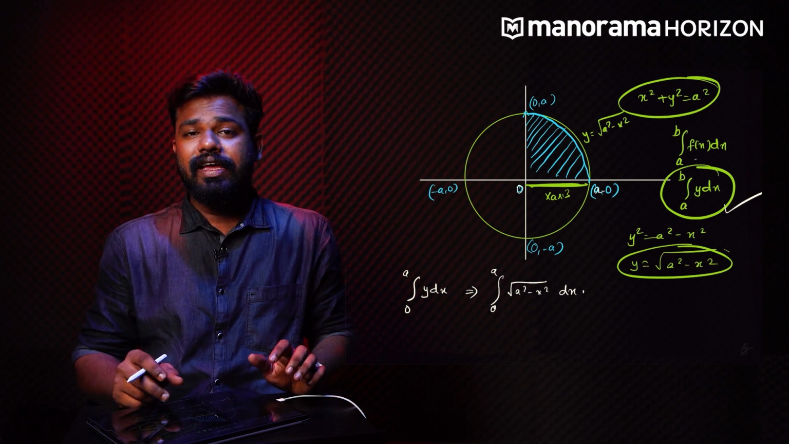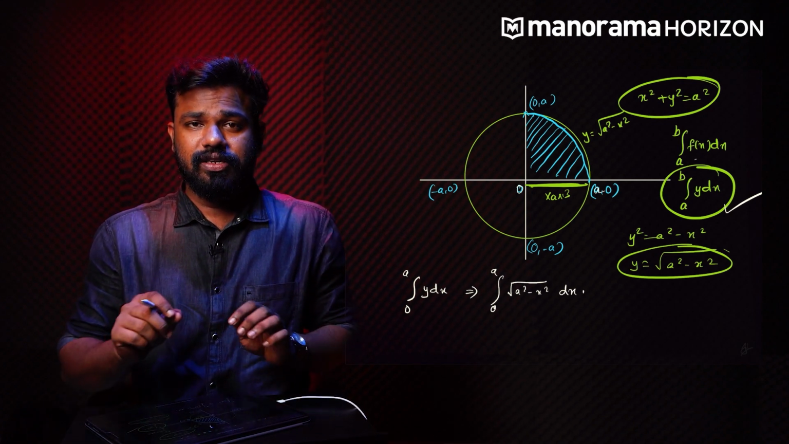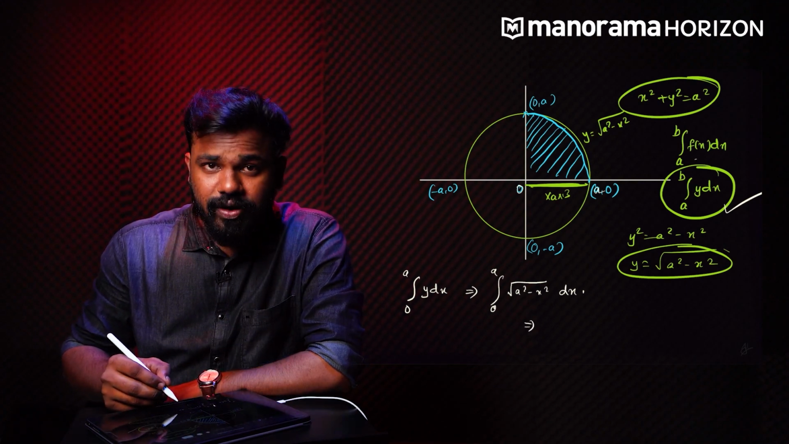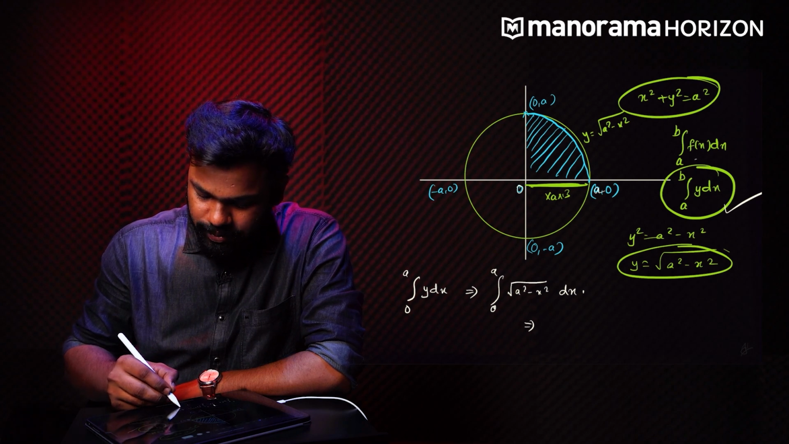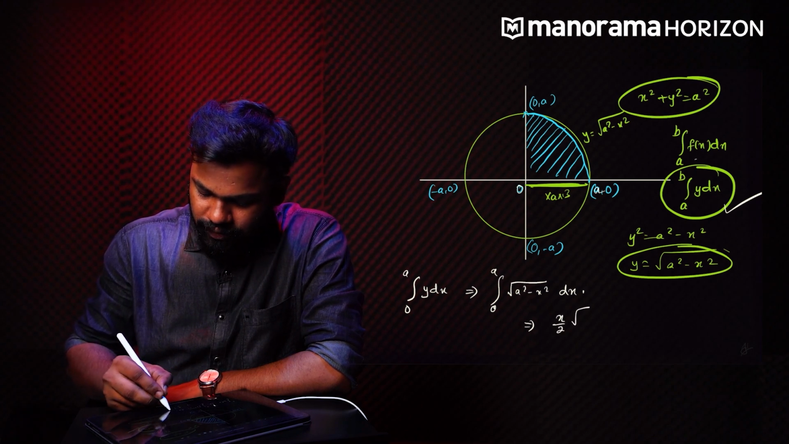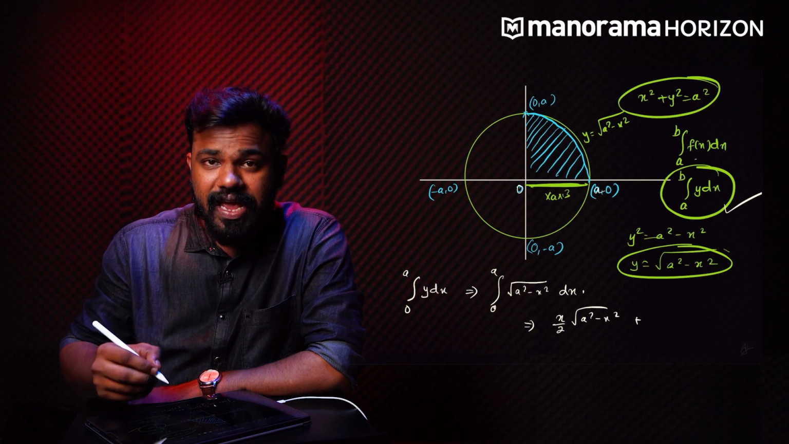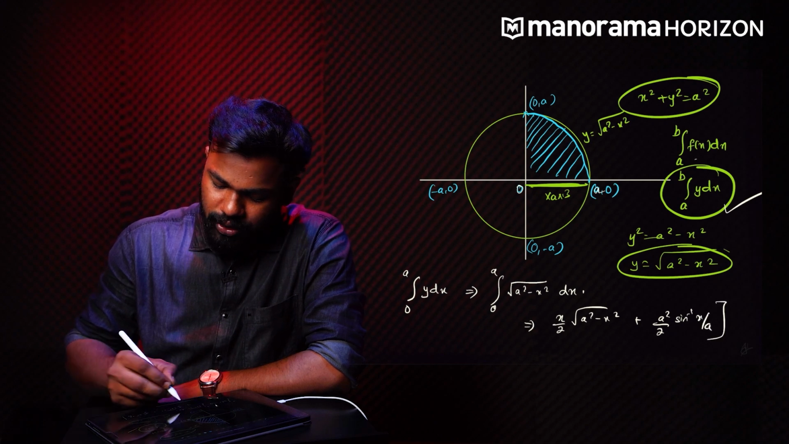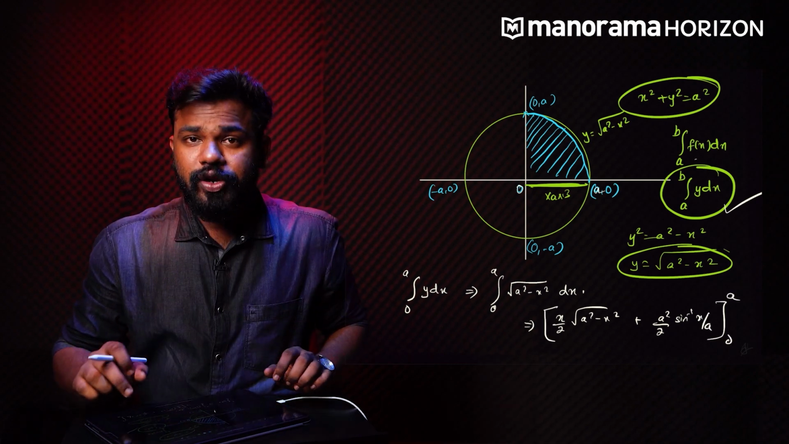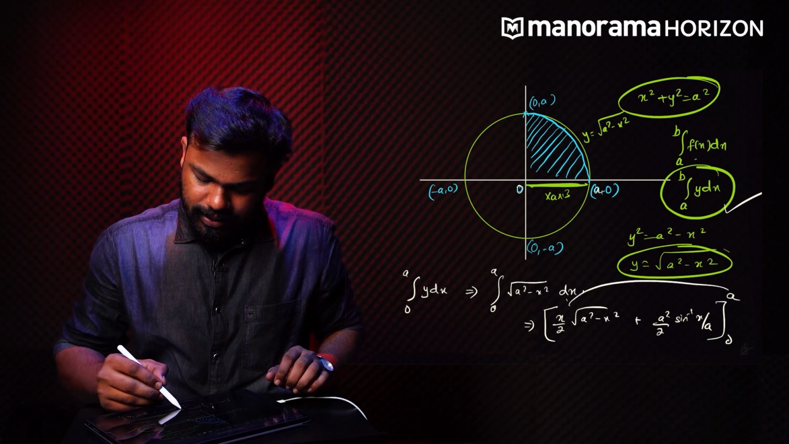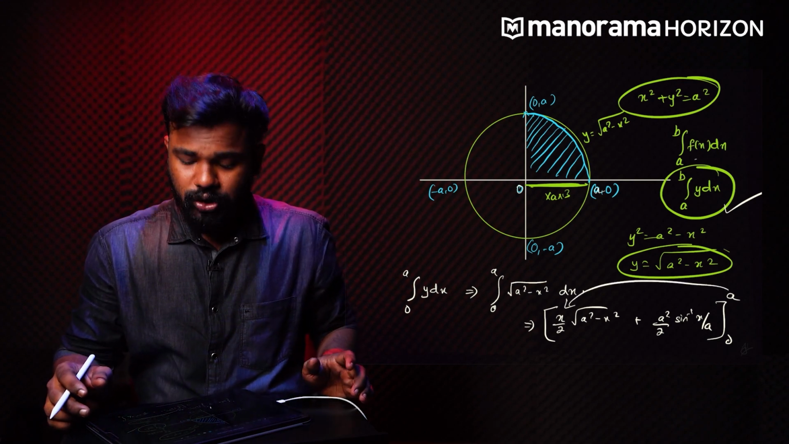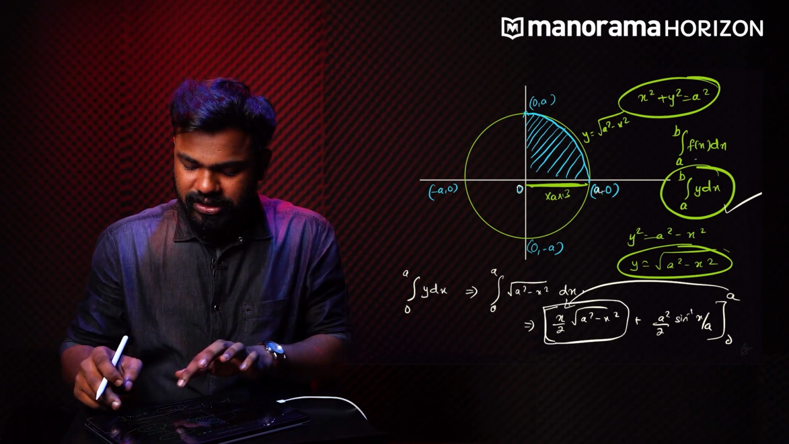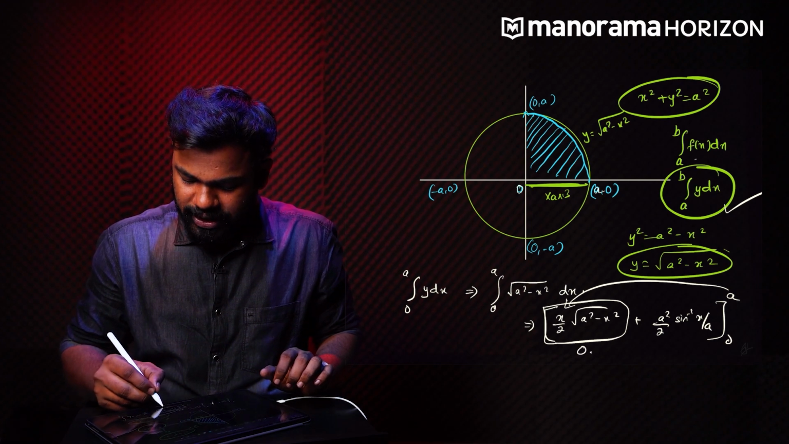Now if I integrate this, integral 0 to a of root of a square minus x square dx, the integral will be x by 2 root of a square minus x square plus a square by 2 sine inverse x by a. And what is the limit here? 0 to a. When you apply the limit, you will get a by 2 root of a square minus a square, that is 0, minus 0 when you put the lower limit. So the upper and lower limit give us 0 minus 0 here.